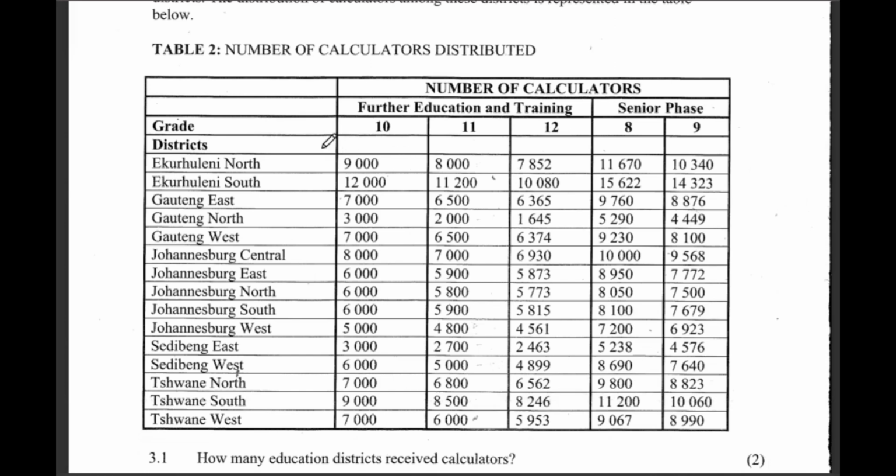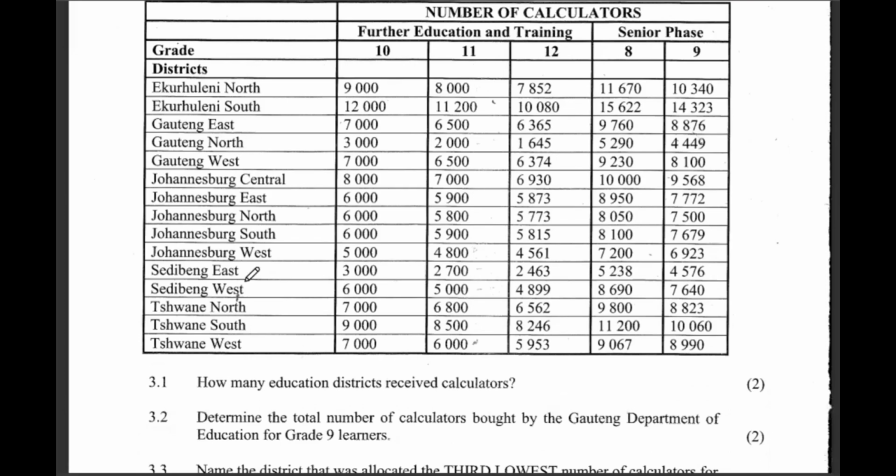Yes, when you look at this table, it shows the number of calculators distributed for grade 10, 11, 12, 8, and 9. Districts are below here, as we see them, and we continue. All right, they're asking you, how many education districts received calculators? How many education districts? So now we're going to calculate. We're going to count, not calculate.